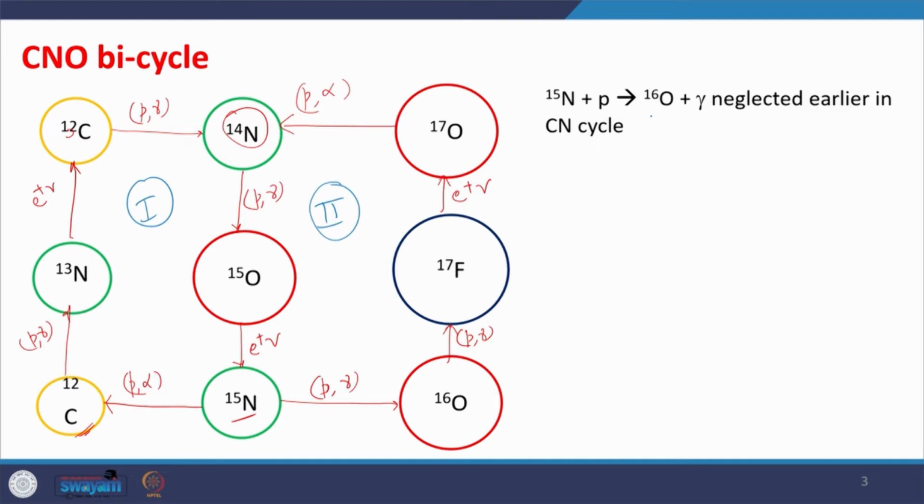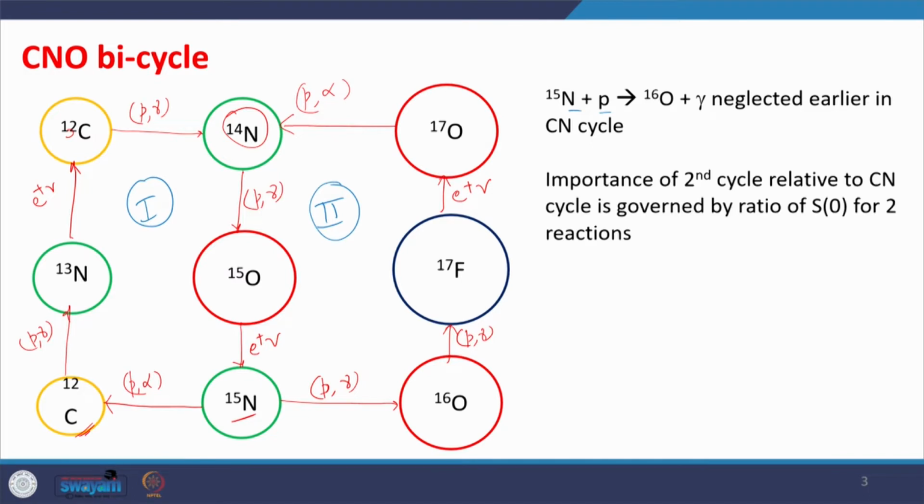As I said earlier in the previous slide, we have neglected the reaction proton plus N15. Okay. Now, after including this, which can always happen within the stars, we have 2 cycles. Okay. However, the importance of this second cycle relative to the first cycle, that is the CN cycle, is governed by the ratio of the S factor at 0 energy. Okay. You know how S as a function of energy at 0 energy can be obtained: at available energies you measure the S factors and extrapolate to 0 energy. That is an important parameter in nuclear astrophysics.